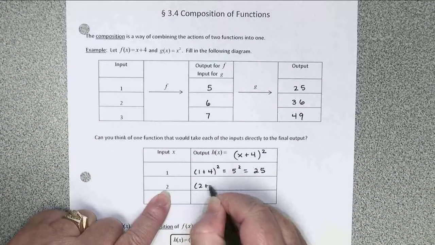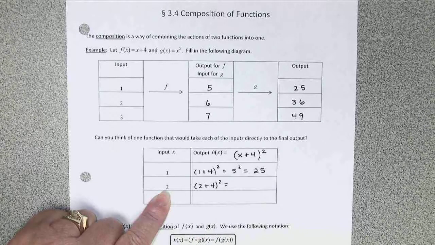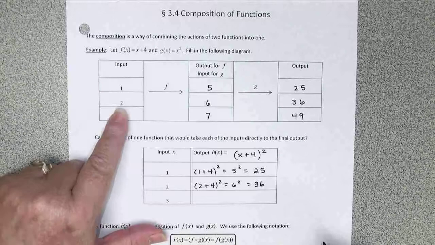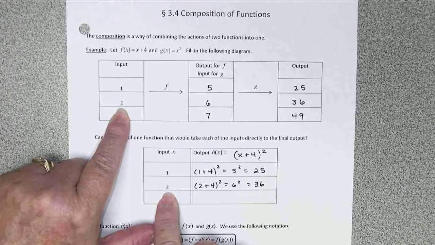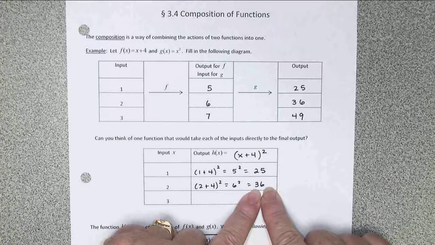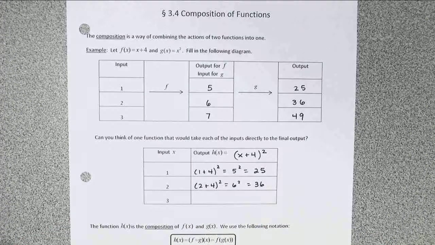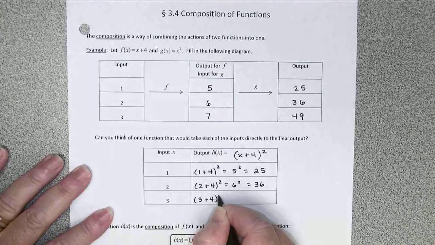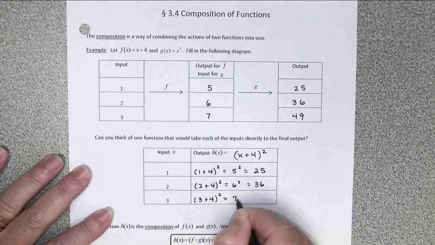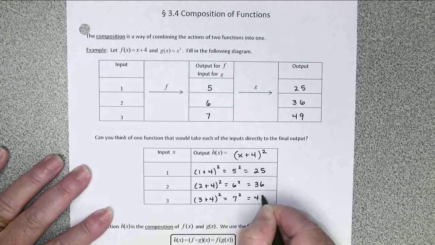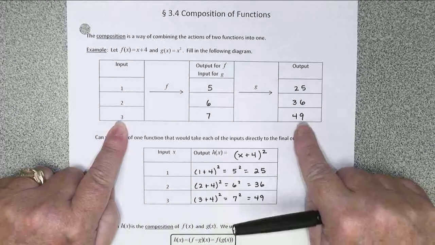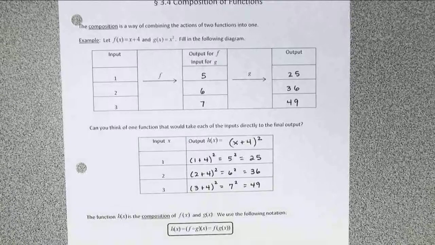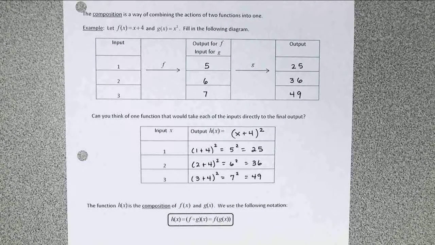Same thing with the 2. Plugging 2 into this function makes that 6 squared, or 36. Again, from the initial input of 2 all the way to the final output of 36 with one function. And lastly, plugging in 3, 3 plus 4 squared would be 7 squared, or 49. From the original input all the way to the final output in one step. So this is the idea behind our compositions.